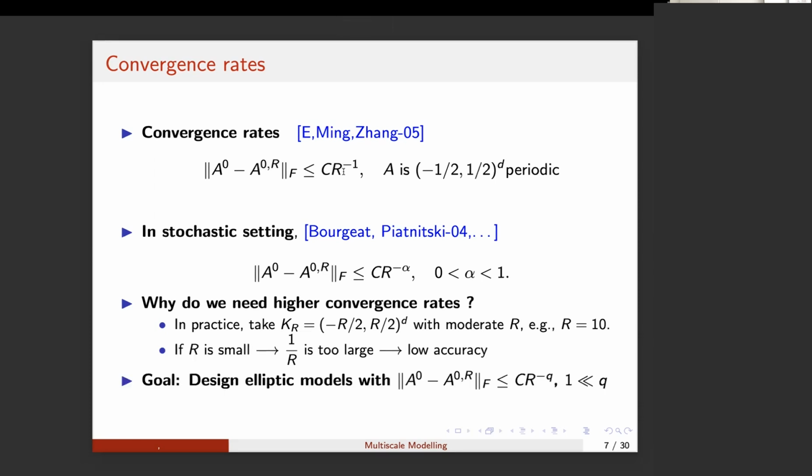So our goal is then to design potentially some corrector problems which are elliptic. And essentially what we would like is to have high convergence rates, higher than 1, so here for some Q which is larger than 1. And we don't want to spend too much computational time in comparison to solving one elliptic PDE.